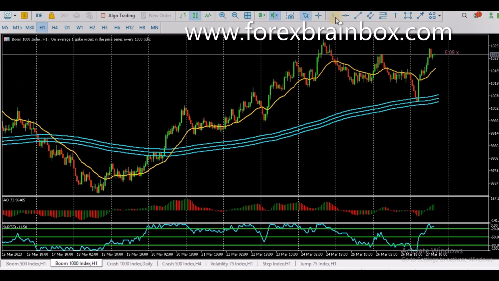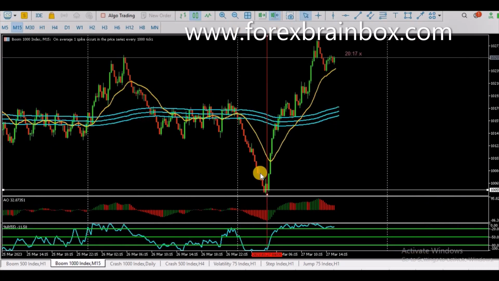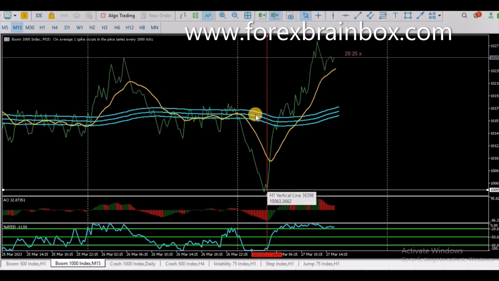Let's just see. You can also check this out on 5 minutes, not just 15 minutes. You can see the clean breakout here. See how it's pushing. Let's change to the line chart. See a structure here. Yeah, there's a structure here.